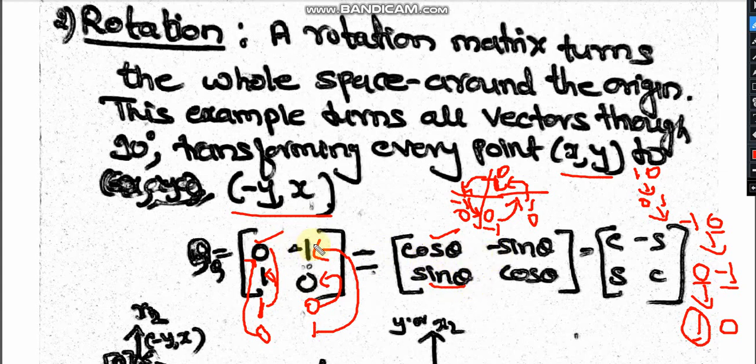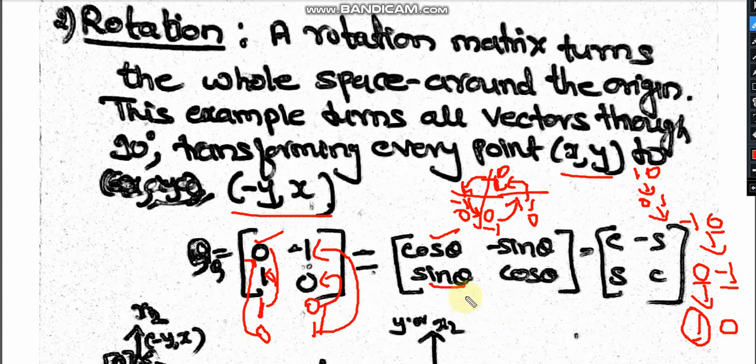Another column you can see can be represented as minus sin theta and cos theta, that is minus sin 90 and cos 90. So you can have the same transformation, that is (0, 1) being transformed. If I have the original vector (0, 1), which lies on the y axis, and I rotate it by 90 degrees, it lies on the minus x axis.